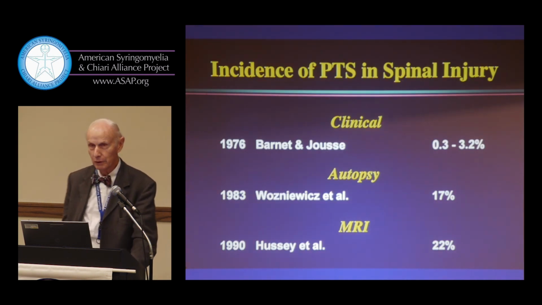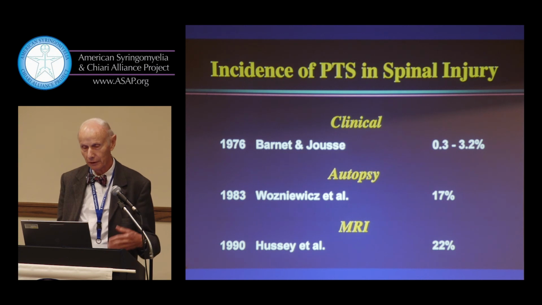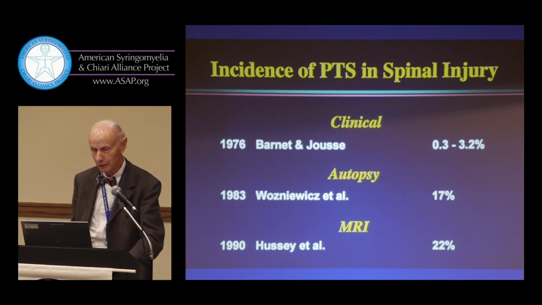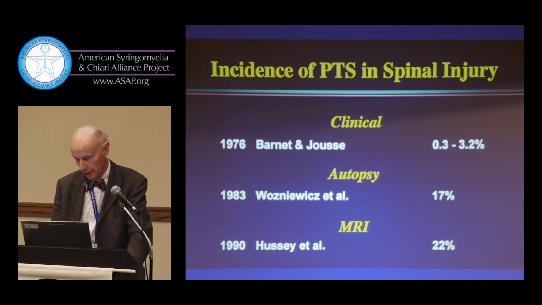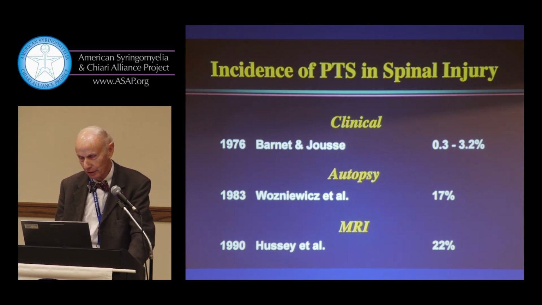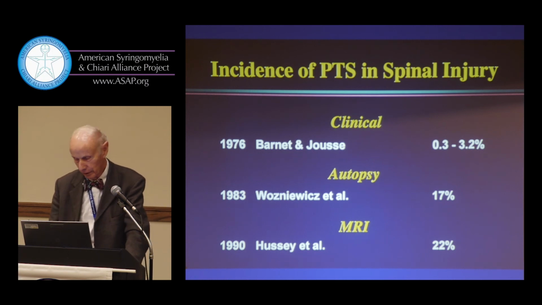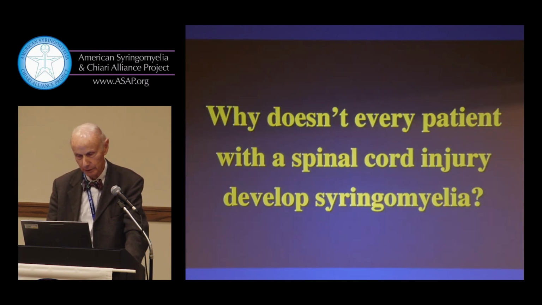Now, we've recognized that with our increasing ability to diagnose this, the reported incidence of post-traumatic syringomyelia following spinal injury has increased. We used to think it was 2 or 3%. We now recognize with MR scanning that it is far more common.